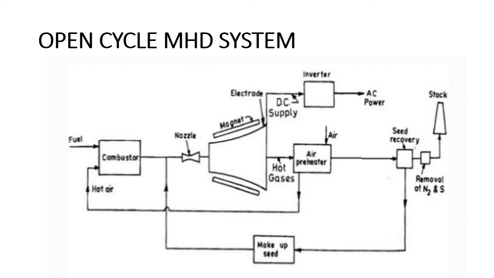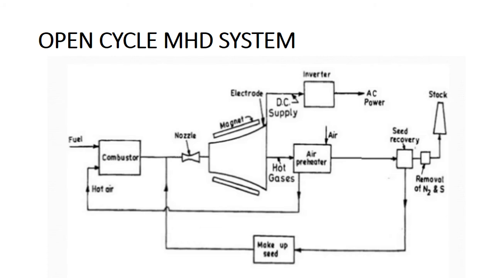Also, these hot gases pass through a seed recovery unit. There is a seed recovery unit in the figure, and these hot gases are going to pass through it. What is the function of a seed recovery unit? The seed recovery unit is used for removing the seeded alkaline potassium from the gases. Already we introduced some alkali metals like potassium or cesium for ionization. These gases are poisonous, so they have to be removed from the exhaust gases. We need to get clean gas in order to expel it into the atmosphere.